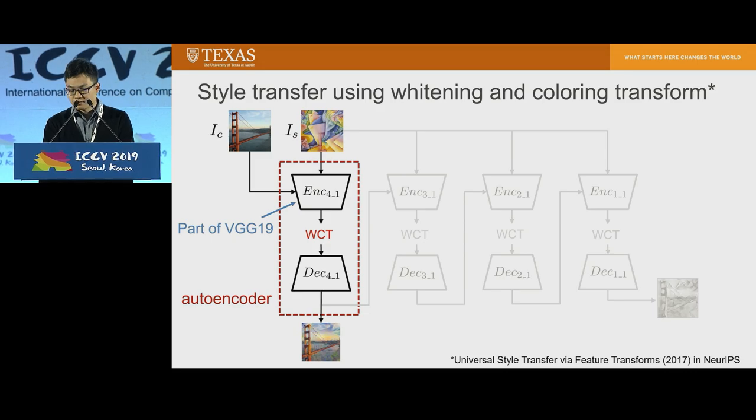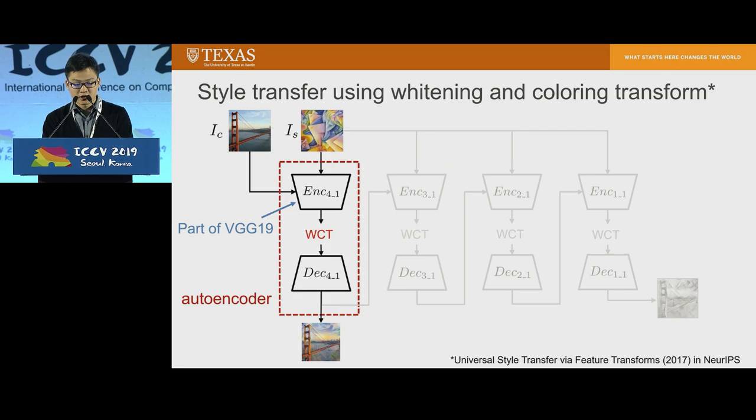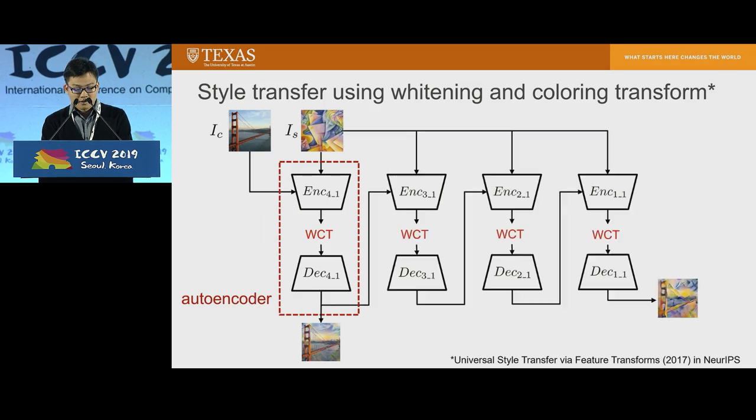Basically, it's just an autoencoder taking as input a content image and the style image, and the output is the stylized image. The only difference is at the bottleneck, there's the WCT. And for better results, we just cascade more autoencoders. But the question is why this works.